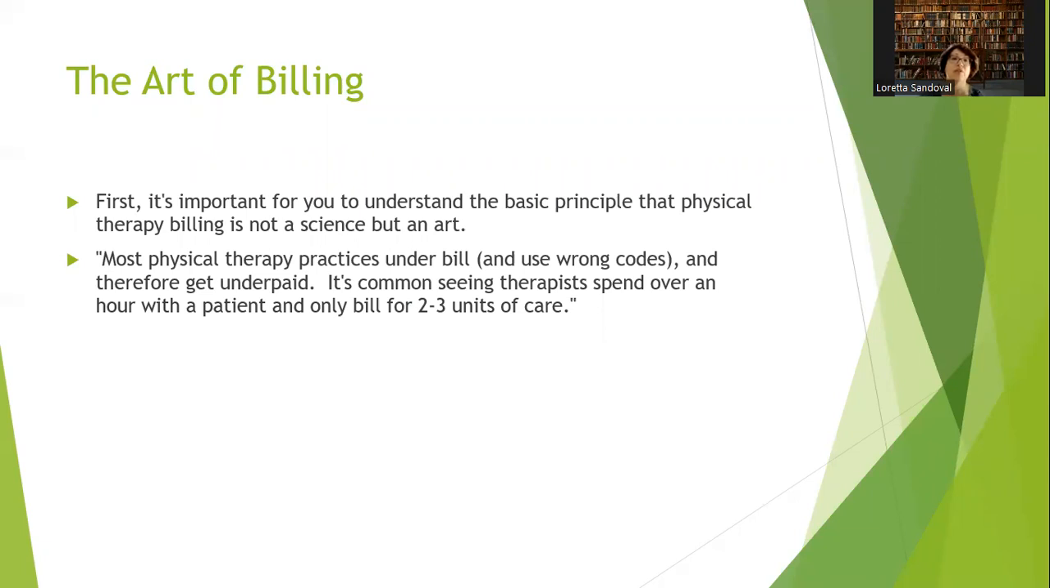This is a quote from a billing specialist: most physical therapy practices underbill and use the wrong codes and therefore get underpaid. It's common seeing therapists spend over an hour with the patient and only bill for 2 to 3 units of care. So if a unit of care is 15 minutes and you're spending an hour with the patient, you need to bill for 4 units of care, meaning you have to give them 4 units of skilled therapy. So if you're not doing that, they're not getting their money's worth and you're not getting paid enough. So it's really important to make sure that you're doing skilled therapy the whole time and you're billing appropriately for it.